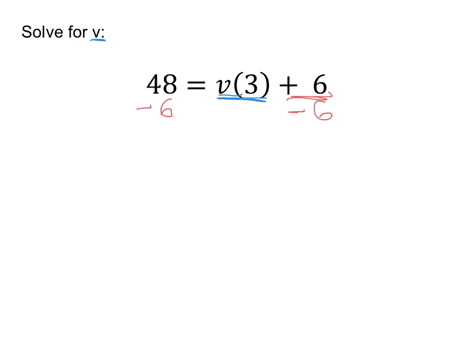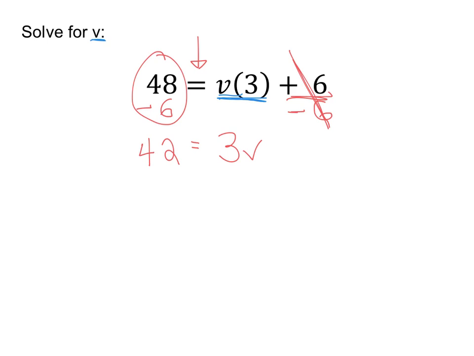And now to make sure that both sides of the equation are equal, if I do something to the right side, I have to do it to the left, okay? So 48 minus 6, I get 42, and I get 3v, okay? Next thing is to ask yourself, okay, what's the 3 doing to the v? It's multiplying, okay? I want the v by itself.